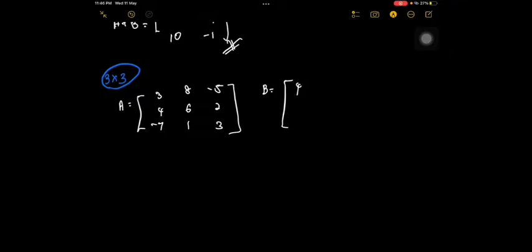So for this, we have A as 3, 4, and negative 7, 8, 6, 1, negative 5, 2, and 3. For B is 4, negative 2, 3, 3, 8, negative 5, 7, 4, and negative 9.